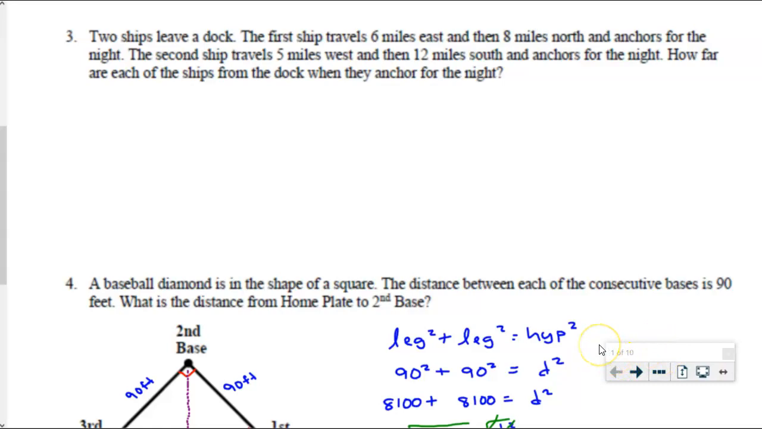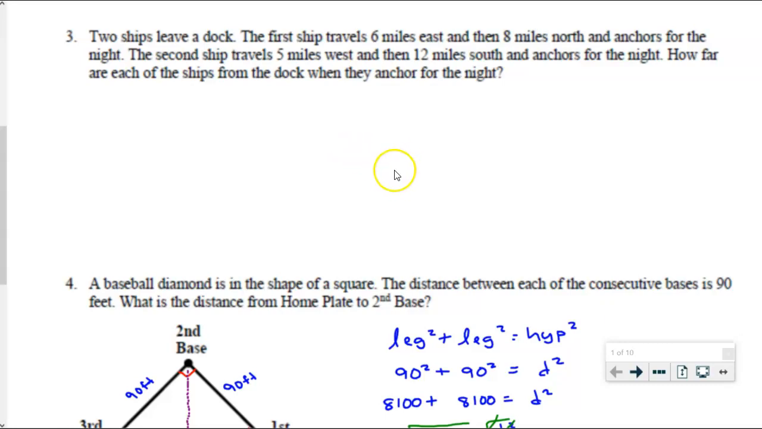Now, let's go back to number 3. We're going to draw a picture of this one. Two ships leave a dock. The first ship travels 6 miles east and then 8 miles north, and it anchors for the night. The second ship travels 5 miles west and 12 miles south and anchors for the night. How far apart are each of the ships from the dock when they anchor for the night? This is so hard to understand what's happening until we draw a picture. So let's draw a picture.